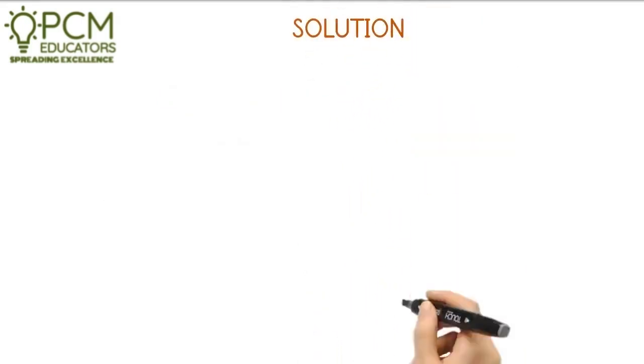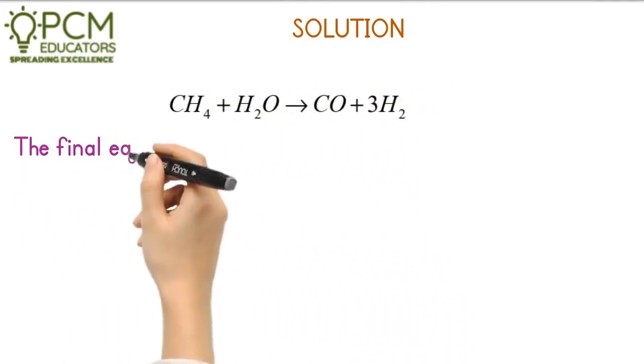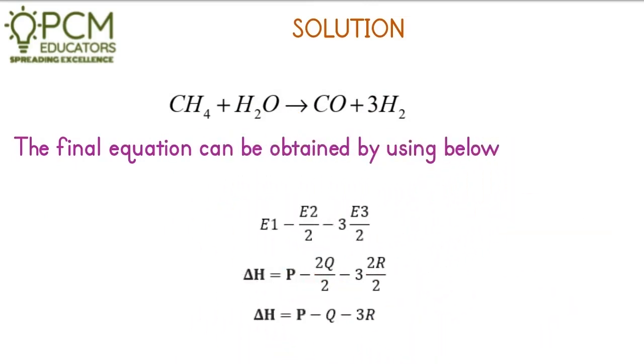So we now understand all the concepts and background. Here is the final equation. We can get the desired equation by E1 minus E2 by 2 minus 3 into E3 by 2. Hence, delta H is equal to P minus Q minus 3R.